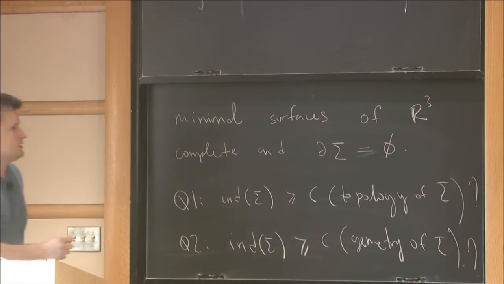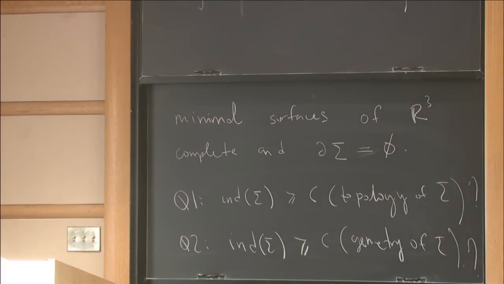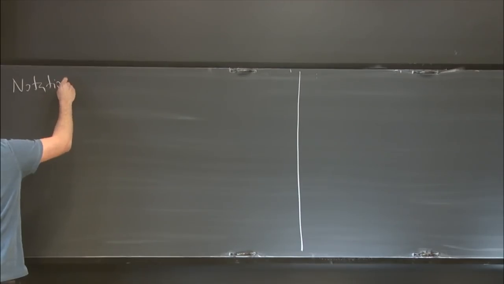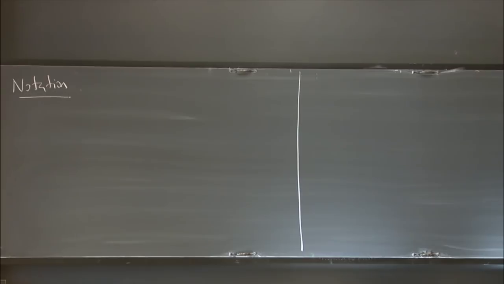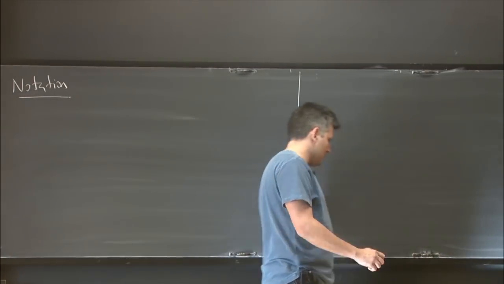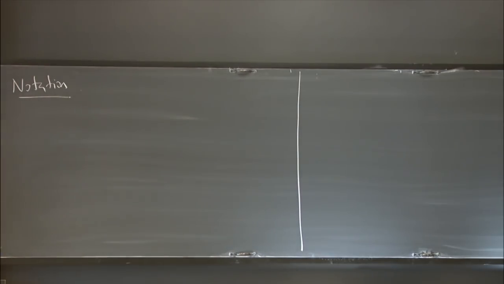Let's then set our notation. These are surfaces in R3. In R3, by the maximum principle, there is no closed minimal surface. So they're all the interesting objects. Of course, solving the Plateau problem, you can get lots of surfaces with boundary, but there is the question of the ones without boundary. So they all have to be complete.